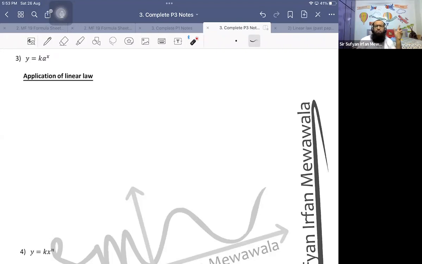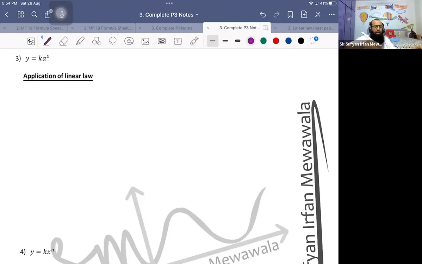In additional mathematics of O levels and IGCSE, very few students opt for AdMaths. So in additional mathematics, all the above kind of equations that I was explaining till now do come in the exam. But as far as the P3 exam syllabus is concerned, we have to deal with implicit equations which are not already in the form y equals to mx plus c. Rather, we need to convert them into y equals to mx plus c.